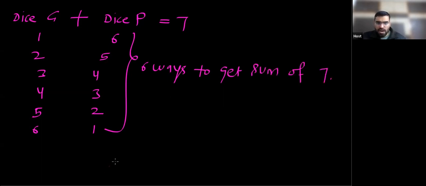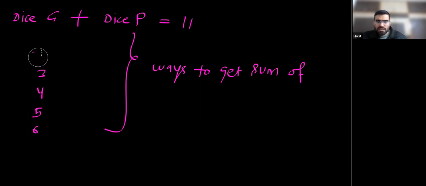Similarly, how many ways do we have to get a sum of 11? You can very easily calculate that. If you have 1, then you can never get 11. If you have 2, you can never get it. If you have 3, you can never get it. So what is the only possibility? If you have 5 here and 6 here, or 6 here and 5 here, this is the only possibility. So only 2 ways to get a sum of 11.